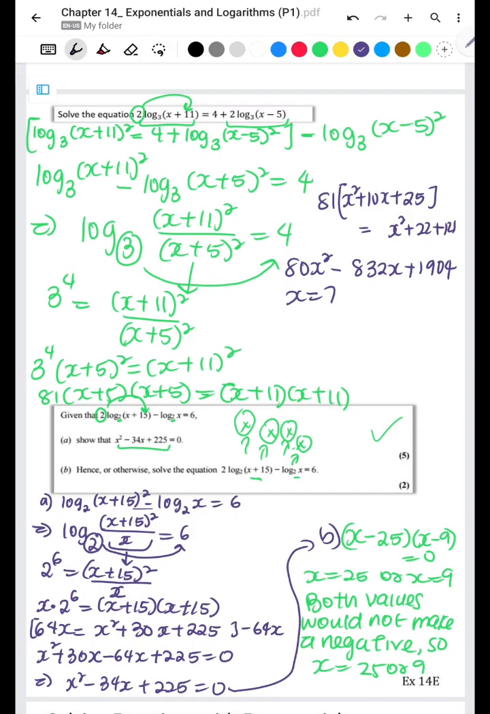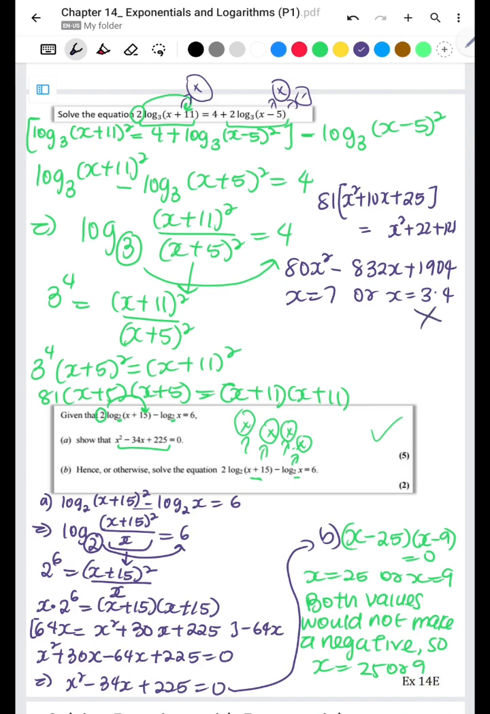x is equal to 7. Let me try that in to see if I'm right: 80, negative 832, 1904. So I have x is equal to 7 or x is equal to 3.4. Now, I need to see if both values would not give me negative values. Now, when I put 7 here, I will get 7 minus 5. That's a positive value. When I put 7 here, I will get 7 plus 11. That's a positive value. But when I put 3.4 minus 5, I'm getting a negative value. And remember, a negative value in a logarithm does not exist because it has a vertical asymptote at x equals 0, as we saw on the graph previously.